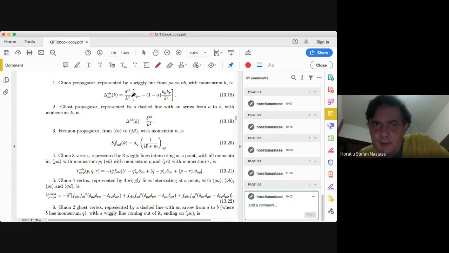So the gluon propagator delta mu nu AB is, as I said, just the Maxwell propagator with a delta AB. That means delta mu nu minus 1 minus alpha k mu k nu over k squared, everything over k squared. So in the Feynman gauge, alpha equal to 1, it is just the scalar propagator with 1 over k squared with delta mu nu and delta AB. Then there's the ghost propagator. I mean, the representation varies depending on convention, but I chose to write it with a dashed line.